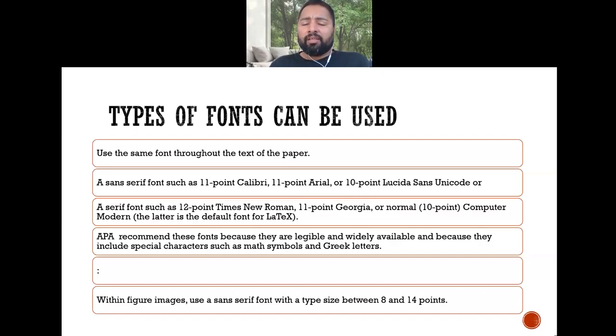Anyway, we can draw a conclusion. For the fonts, there are no hard and fast rules, but you take care of the guidelines given by the journals and prepare the manuscript accordingly. If you are targeting a particular journal, you can read the guidelines given by the journal and customize the manuscript accordingly. Just one click, you can change the font size and all. It's not rocket science.